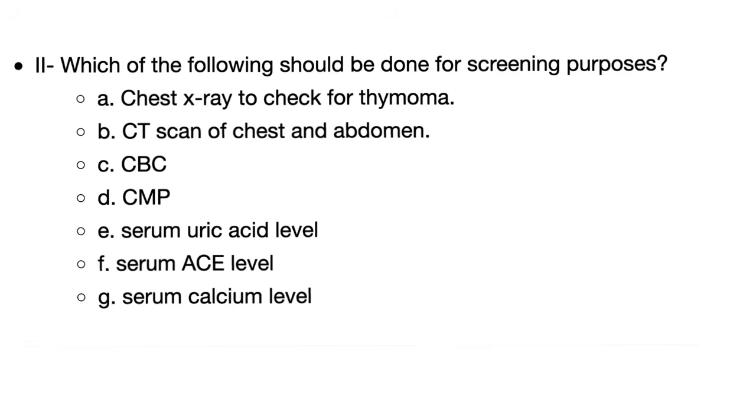Next, which of the following should be done for screening purposes? Please pause. And the answer here is B. CT scan of the chest and abdomen. Why? To rule out lung cancer. Because if you have Lambert-Eaton myasthenic syndrome, you are more likely to get lung cancer, especially small cell lung cancer. Chest x-ray to check for thymoma, this would be true if this is myasthenia. CBC, CMP, no.